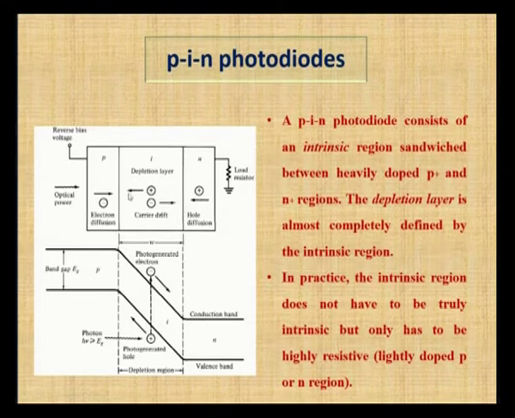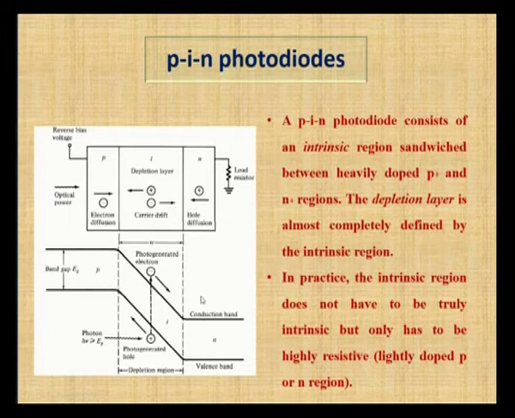Due to the diffusion process, the electrons in the p type will move to the depletion layer, that is the intrinsic layer, and the holes in the n type region will move to the intrinsic layer. So this will increase the carrier drift current in the reverse bias, and the energy band diagram of a pin diode looks like this.